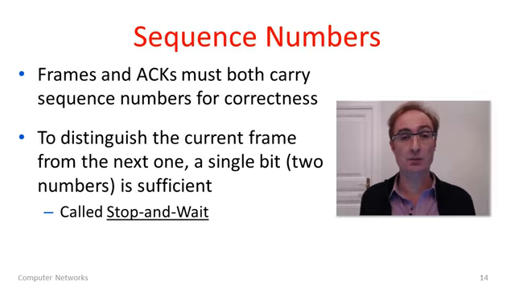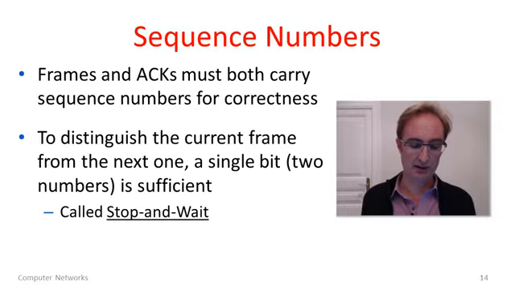Okay, we need to fix this problem to ensure that the retransmission mechanism is correct. To do this, it turns out that it's required that both frames and acknowledgements carry sequence numbers. These sequence numbers, we're going to check them as part of our protocol at the receiver to make sure that we've got the right frame and the protocol is operating correctly.